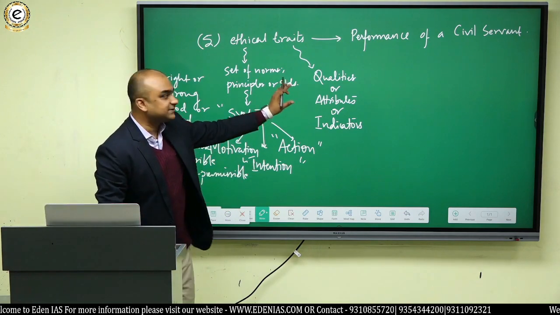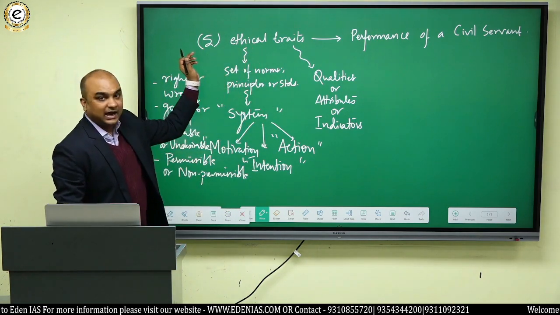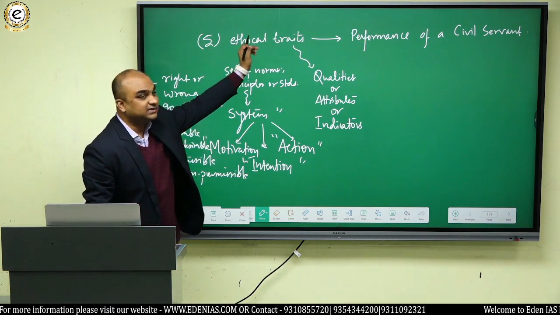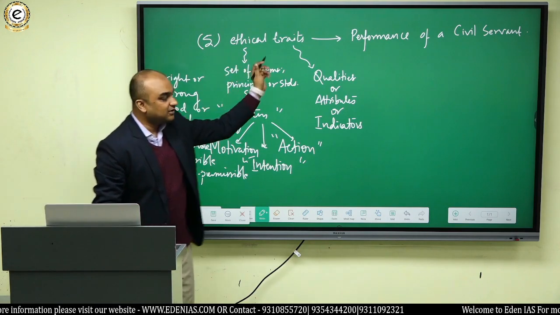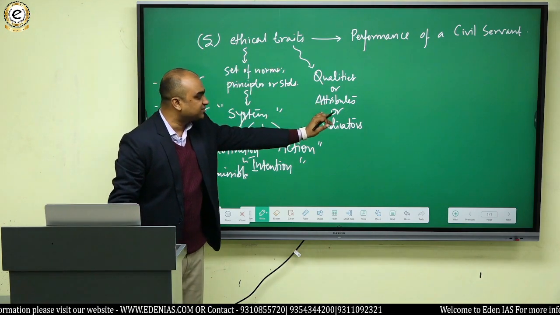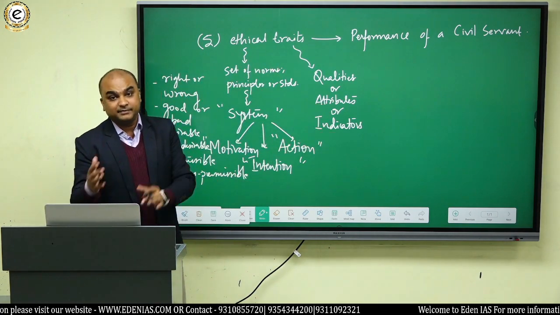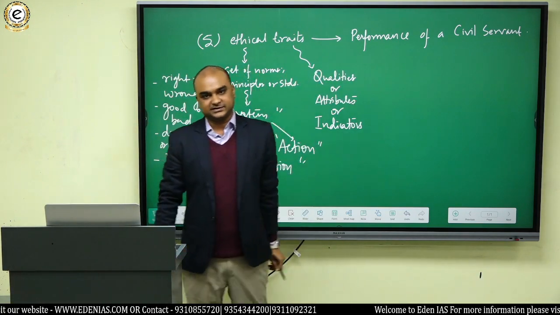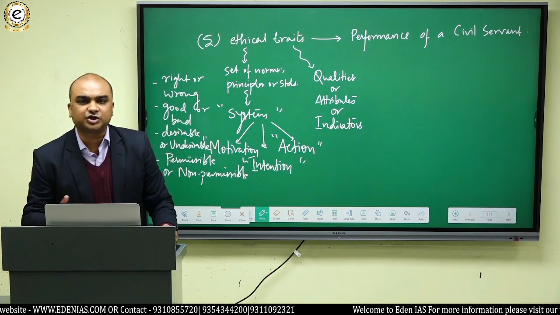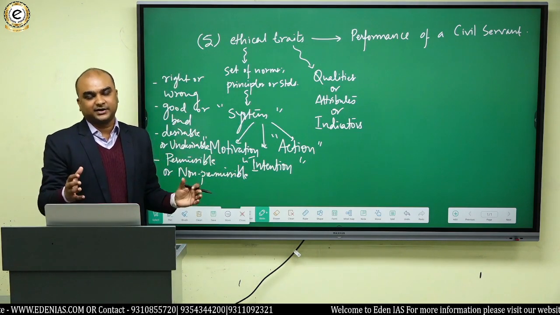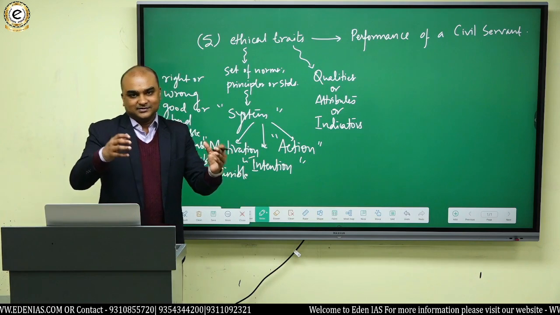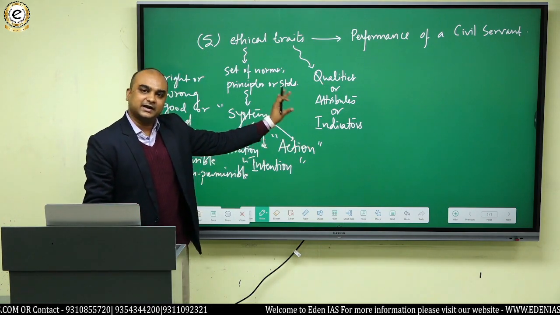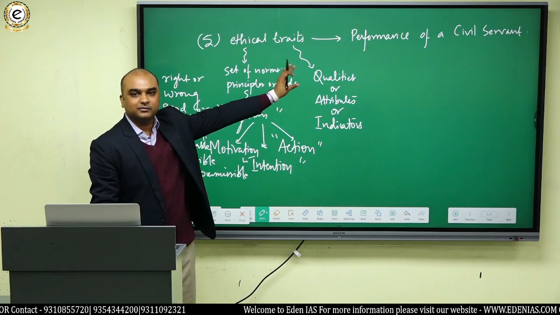So देखो एक बार ध्यान से, this question is asking: highlight or identify the 5 important ethical traits. It means the 5 important ethical qualities or attributes or indicators on the basis of which we can plot the performance of a civil servant, and then justify the inclusion of these traits in the matrix. It means you try to give reasons why these ethical traits are enough to plot the performance of a civil servant.